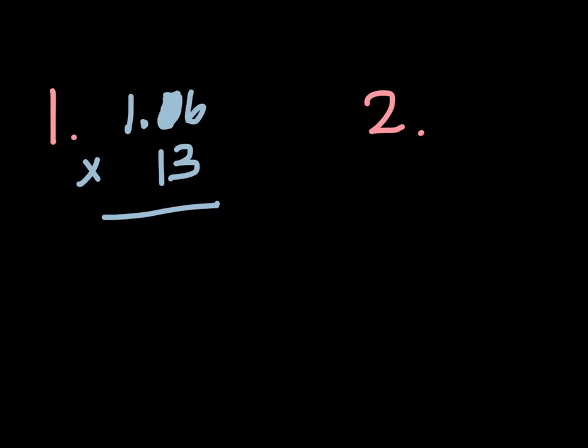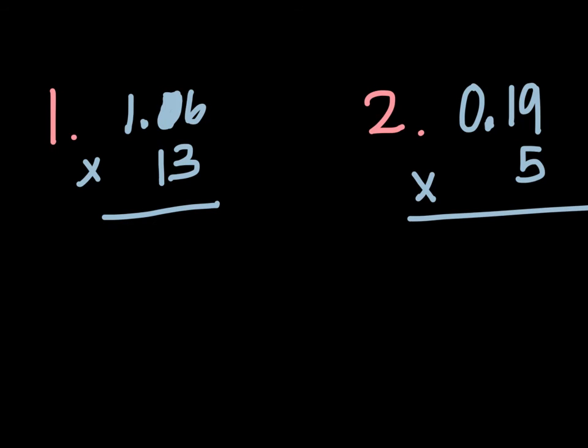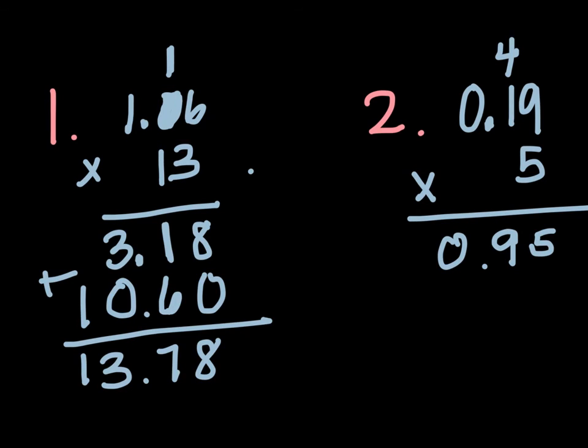I'm going to give you 2 to try on your own, and I want you to bring those answers back to class with you. The first one is going to be 1 and 6 hundredths times 13. And the second one, I want you to do 19 hundredths times 5. Go ahead and pause to solve. Hopefully you got 13 and 78 hundredths and 95 hundredths.